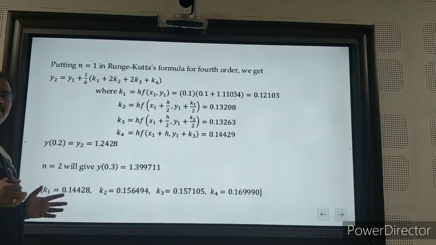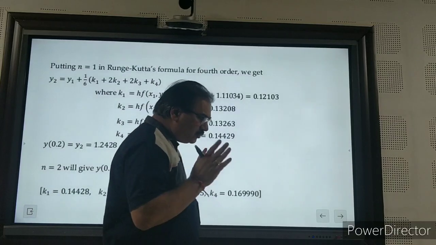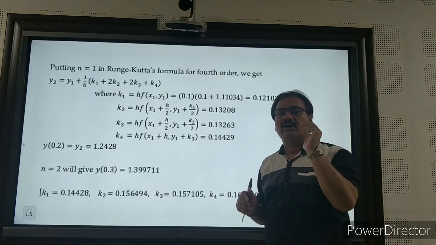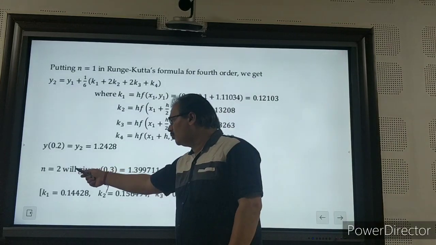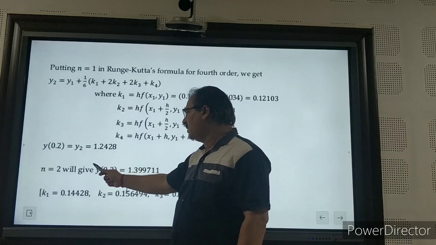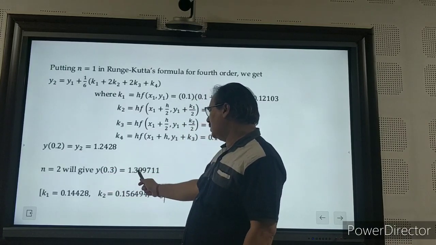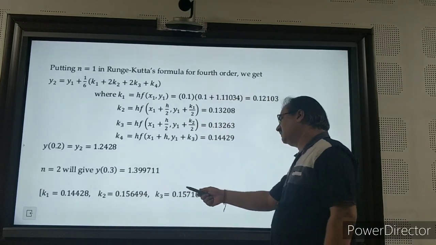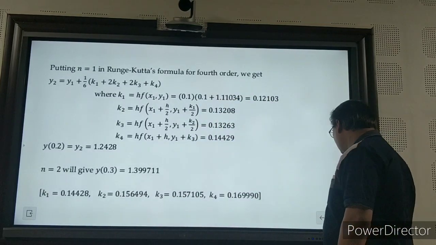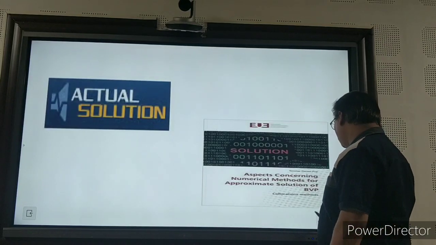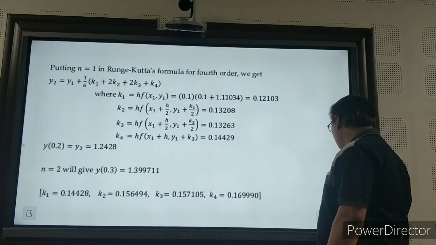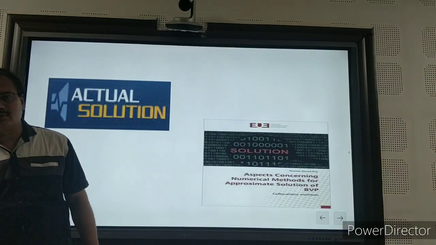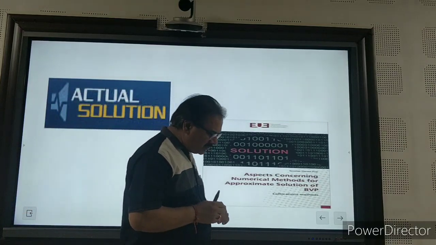Similarly, since in the problem it is given that you have to calculate up to 0.3, your process will not end here, we will go further. So now you can put n is equal to 2, and by repeating similar steps you will get y at 0.3 is 1.399711. So now k1 is this, k2 is this, k3 is this, k4 is this for this value, and finally you will get your original value. So in this way you can compute the Runge-Kutta method of order 4 with the given problem.